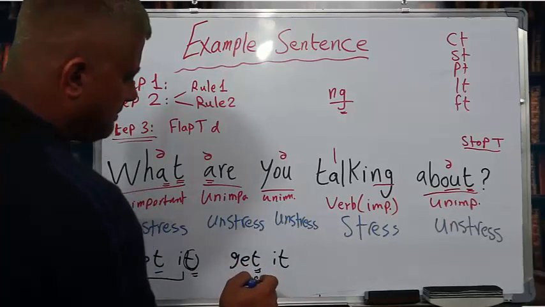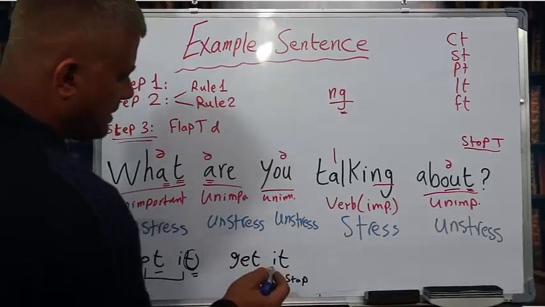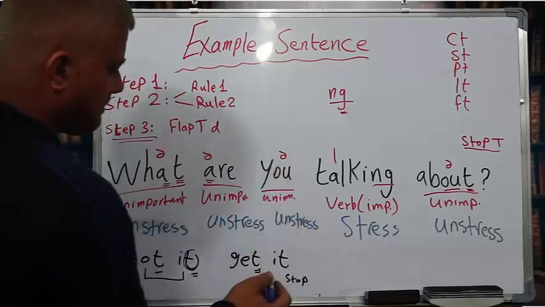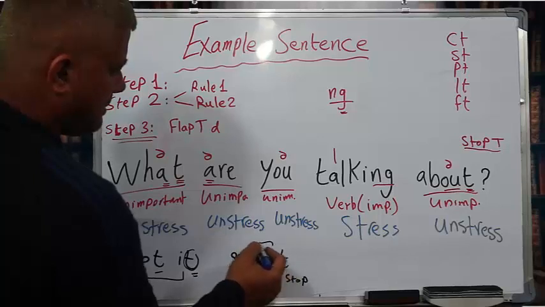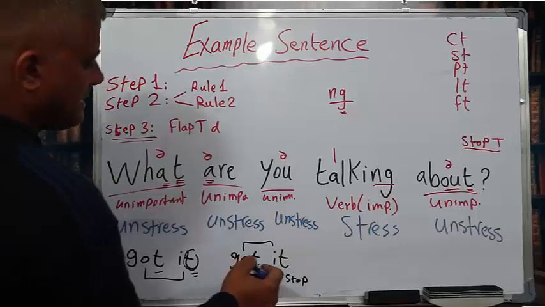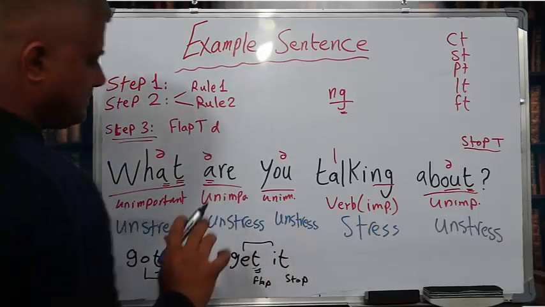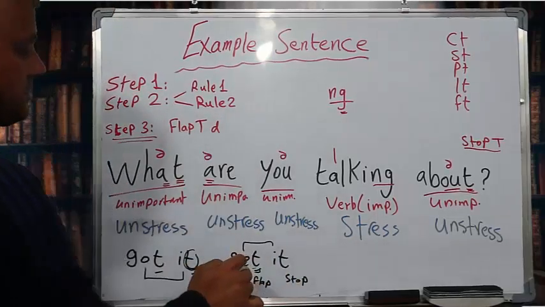Flap. Stop. According to the rules, according to the steps. Vowel and vowel, so it becomes flap. Get it, got it, get it. That is the secret behind American spoken English.